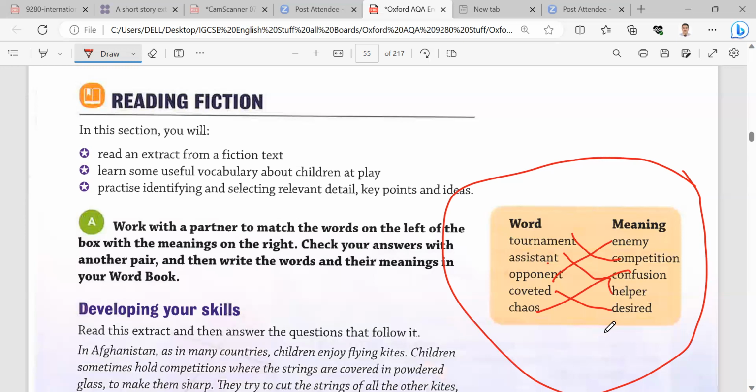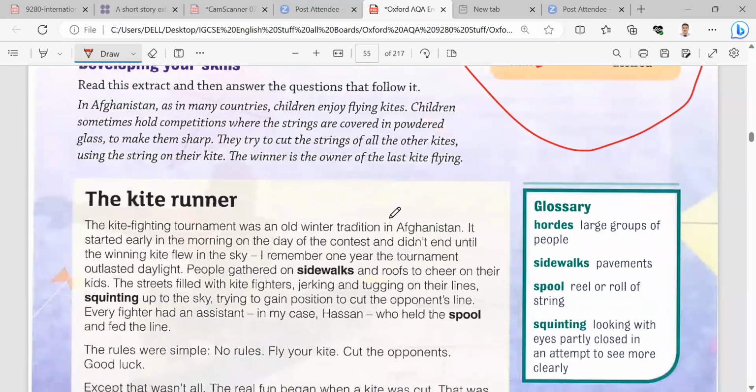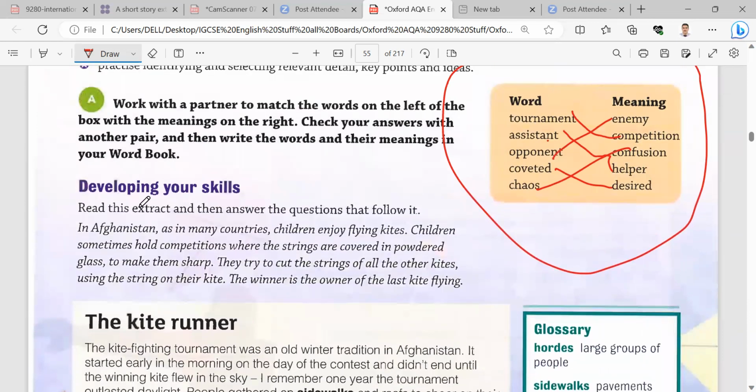Like tournament, competition, assistant, helper. Okay, the opponent, enemy, coveted, desire, chaos, confusion. Okay, here we have, so develop your skills. Read this extract, then answer the questions that follow it.